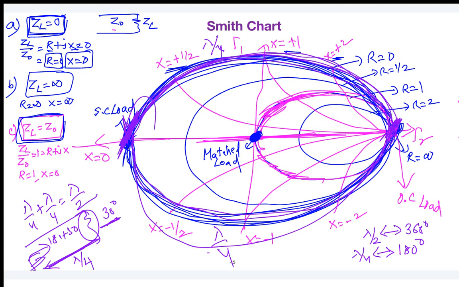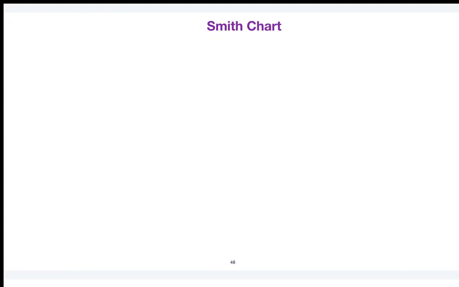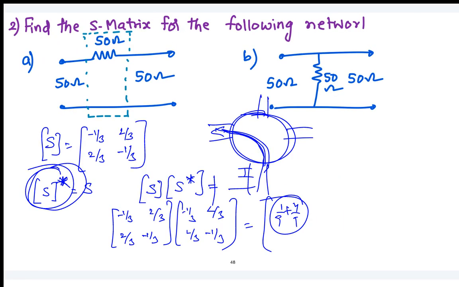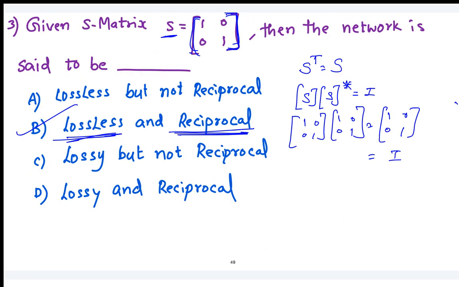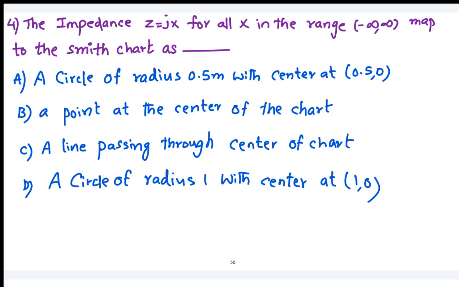Okay. Any question? So let's see one theoretical question. I have written it here. See this question and answer. The impedance Z equal to jX for all values of X in the range minus infinity to infinity is mapped to the Smith chart as.